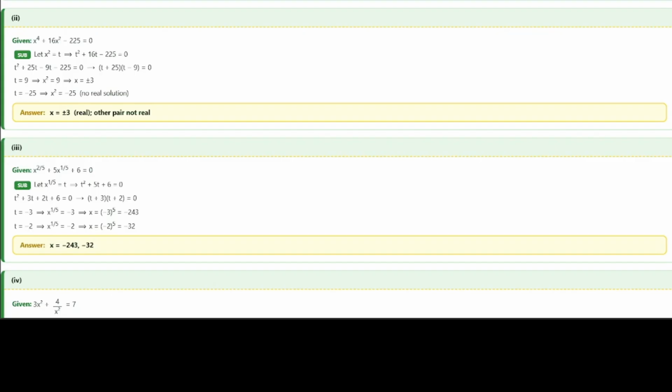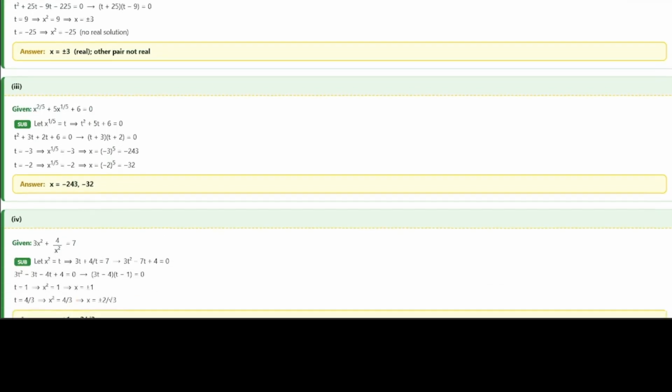Why? Because if we take plus minus under root of negative 25, that results in plus minus iota into under root 5. So that is an imaginary root. That is why we are only going to write the real roots. So we have only two roots here, which is x is equal to plus minus 3. It is real. The other pair is not real, although you can also write it.